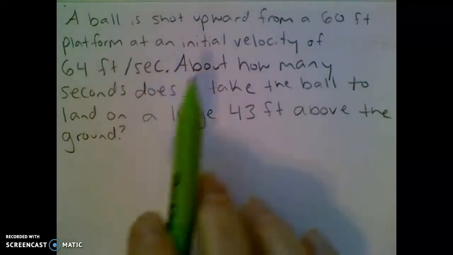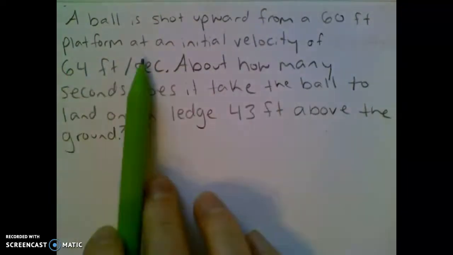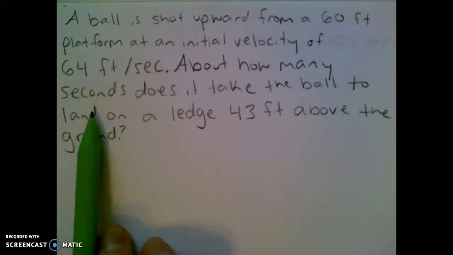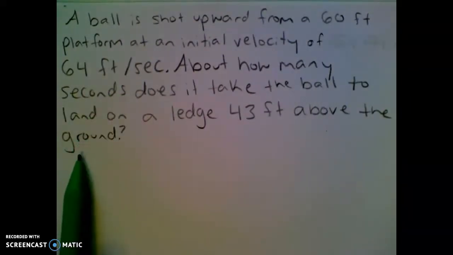All right, so a ball is shot upward from a 60-foot platform at an initial velocity of 64 feet per second. About how many seconds does it take the ball to land on a ledge 43 feet above the ground? So I just wanted to bring back, so we don't forget, how to write those projectile motion problems.